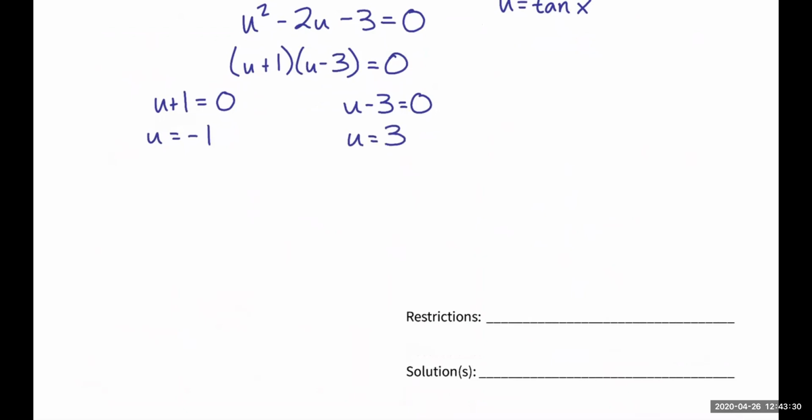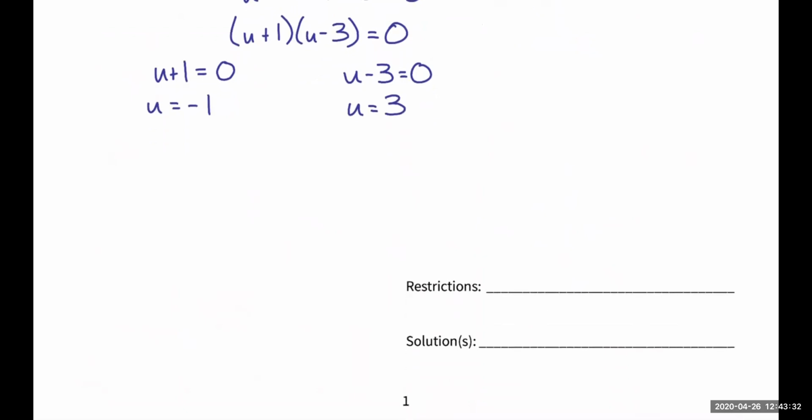At this point, we've gotten u by itself, so let's go ahead and make that substitution back. We wanted to solve for x originally, so we have to take u back out of the equation. So tangent of x is equal to -1. Then over here, tangent of x is equal to 3.